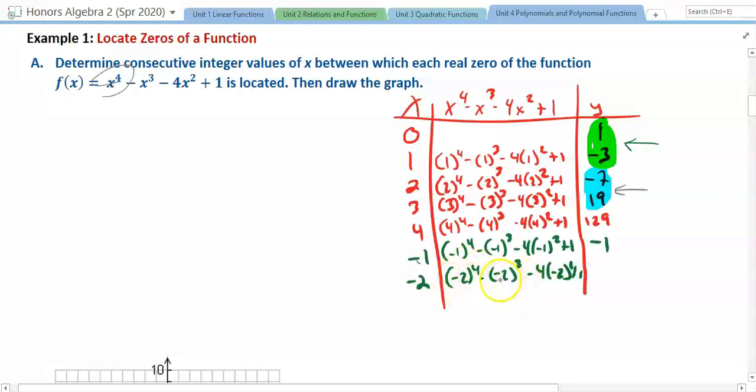So that's positive 16. This will be a negative, and this will be negative 8. This will be positive 8. This will be a positive 4 and a negative 4, so negative 16 plus the 1 at the end. And all that together is going to give us 9. And so we have another change between these two.